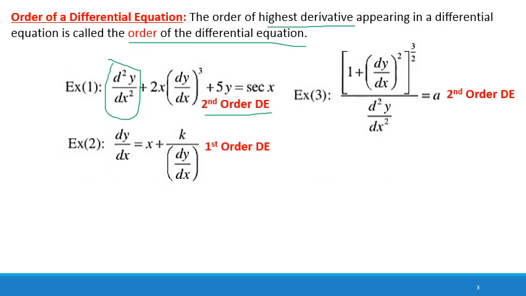In example 2, the highest derivative appearing in this differential equation is the order 1 derivative here. So we can write this is a first order differential equation. In example 3, the highest derivative appearing in this differential equation is this one, and this is a second order derivative, so we can write this is a second order differential equation.